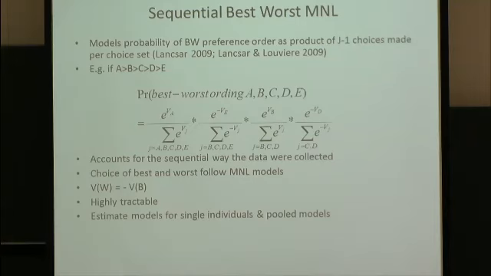It's tractable, and we've used it to estimate pooled models, and I'll show you one example in this data set, but we've also used it in another data set looking at preferences over treatment for cardiac arrest to estimate a model per person and then aggregate over those.